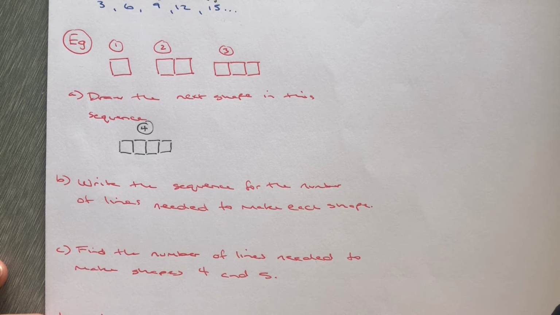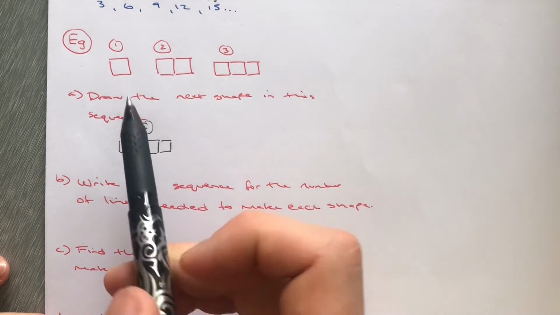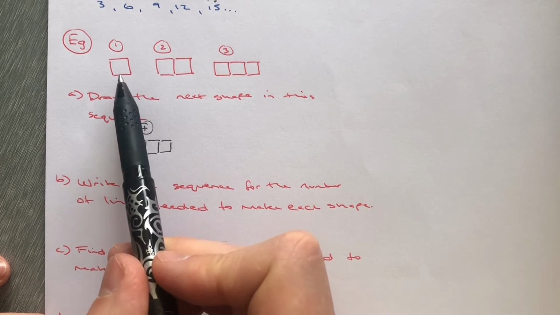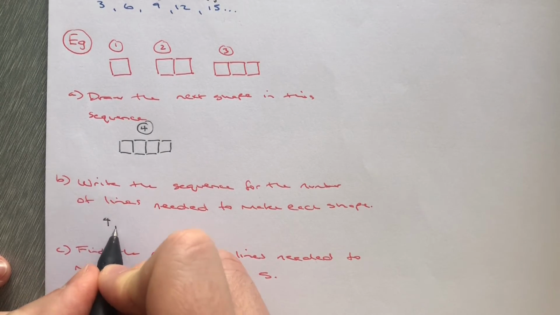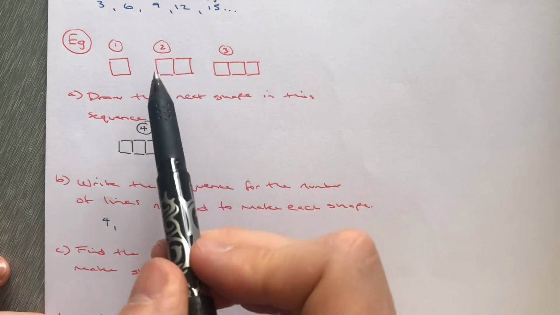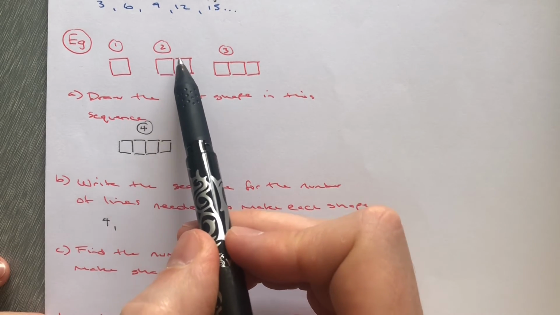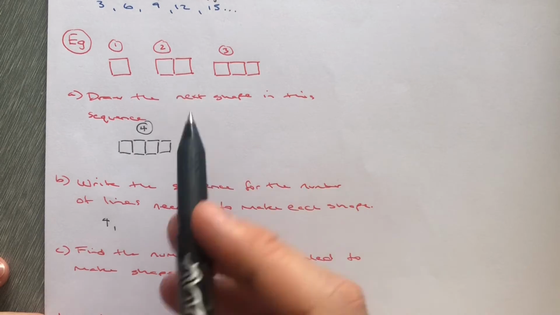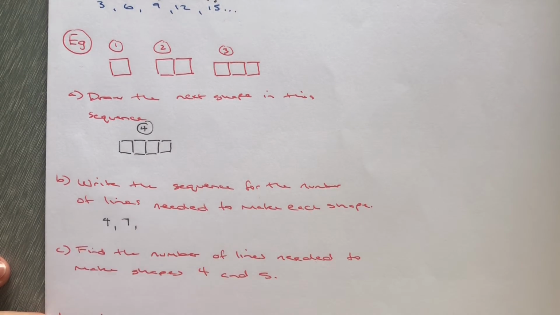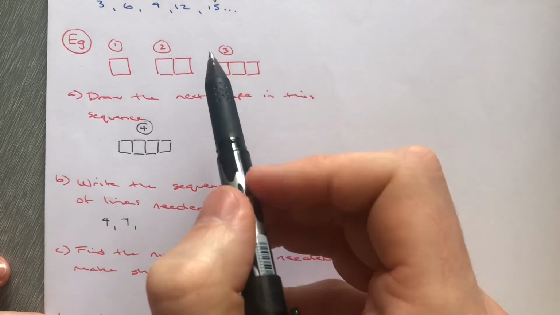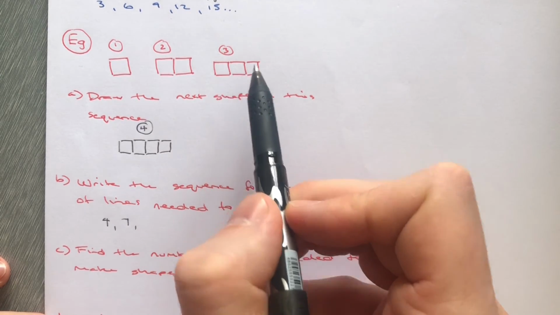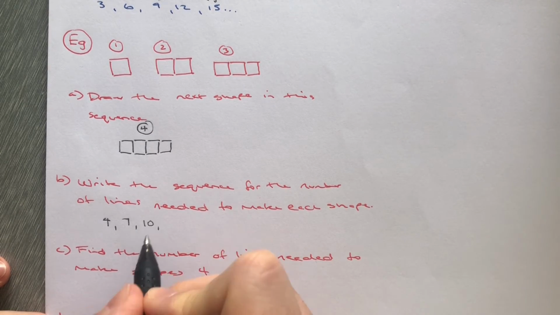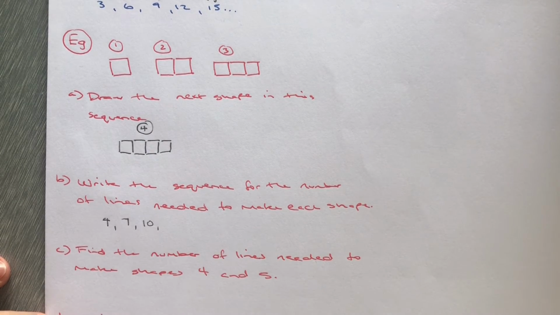Write the sequence for the number of lines needed to make each shape. If we look at shape 1, that needed 4 lines, didn't it? 1, 2, 3, 4. So that's our first term. For the next shape, it needed, I think it's 7. 1, 2, 3, 4, 5, 6, 7. Yep. So that's the next term. The third shape, we need 1, 2, 3, 4, 5, 6, 7, 8, 9, 10. And for the fourth, it looks like we need 13.